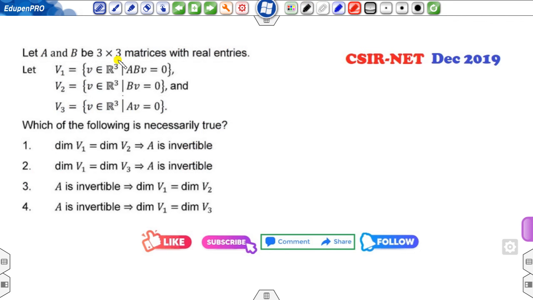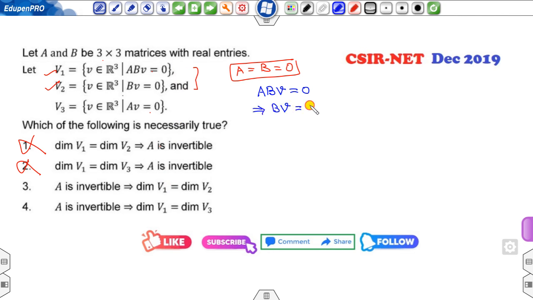Okay, look at this another one. A and B are any matrices, then dimensions are the same if invertible. If I choose A and B both as my 0, clearly both the dimensions are the same, but A is invertible, wrong. A and B, wrong. A is invertible, V1 and V2. So this is 0. If A is invertible, I can multiply both sides by A inverse, which is my V2. Fine. So V1 is the same as V2, so the dimension is also the same.